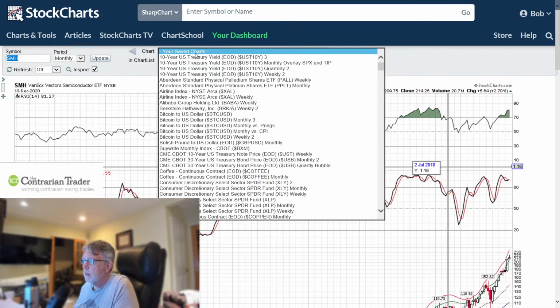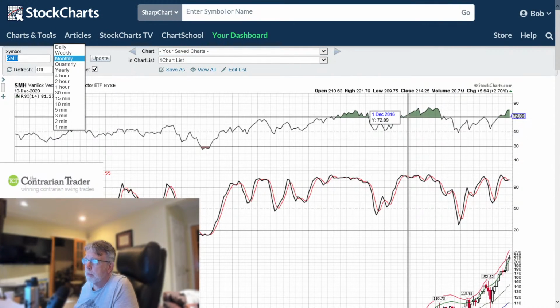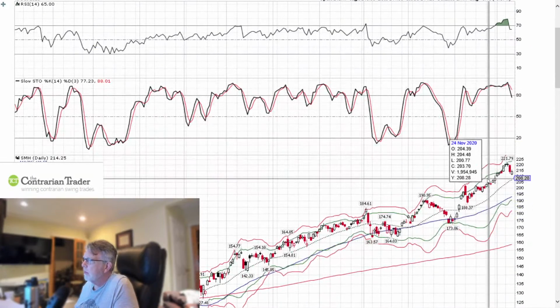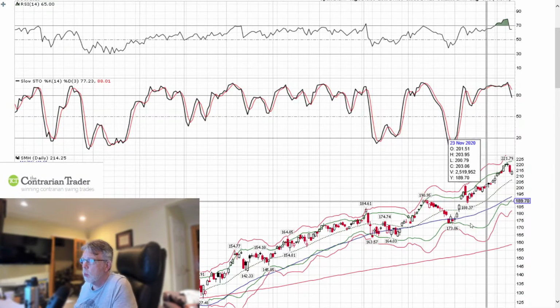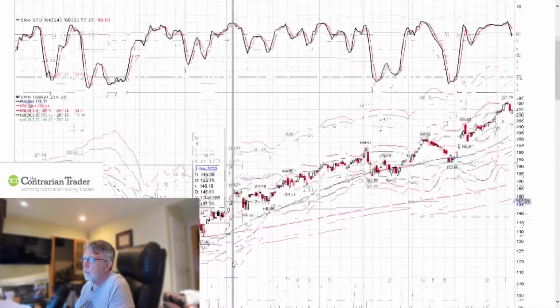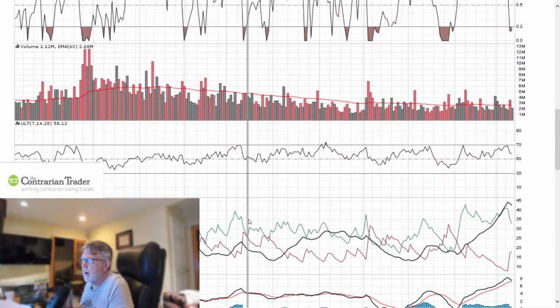Let's go to a daily chart really quick here. An update today, but meh. A little bit of a fade. We flashed resistance at 2150. Volume was light.